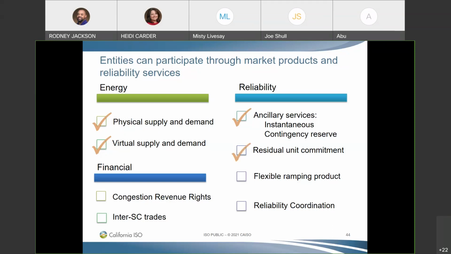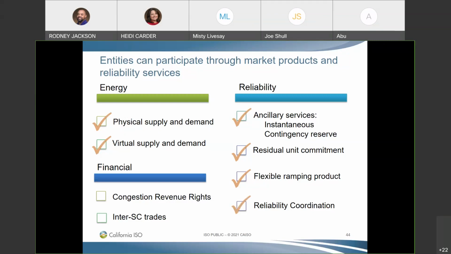Now, we talked about the residual unit commitment, and again, this is designed to provide enough capacity to meet the day-ahead forecast by bridging the gap between what physically cleared in the day-ahead market compared to what the actual forecast is. Now, Heidi mentioned this term before, which is the flexible ramping product, and that provides additional upward or downward flexible ramping capability to account for uncertainty due to the demands and renewable forecast errors in the real-time market. So it ensures that we have some capacity that's available to be dispatched either up or down depending on what we need.